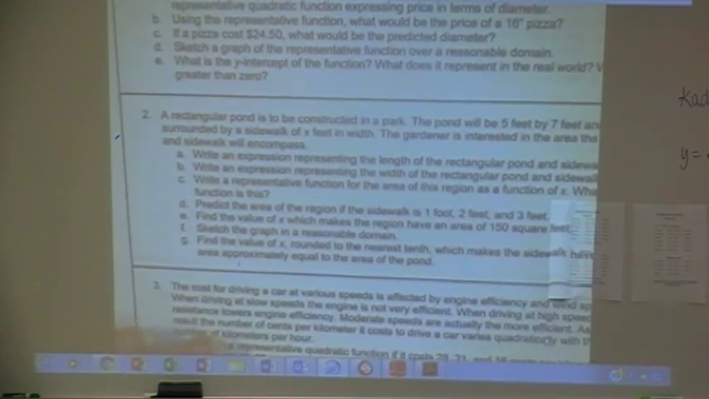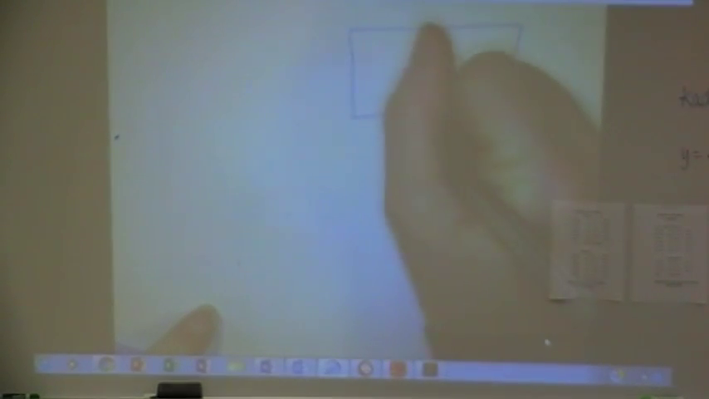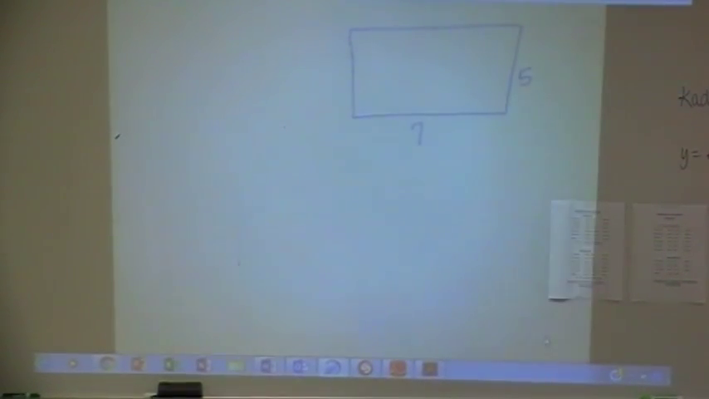I've got a rectangular pond, so I'm going to draw a pond. And it says that it's a 5 by 7 pond.